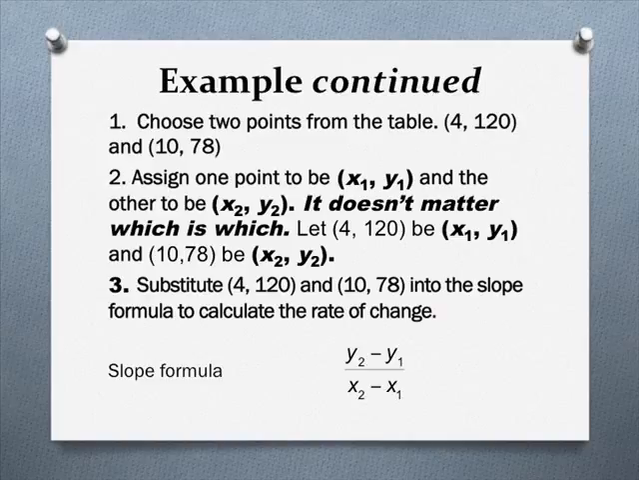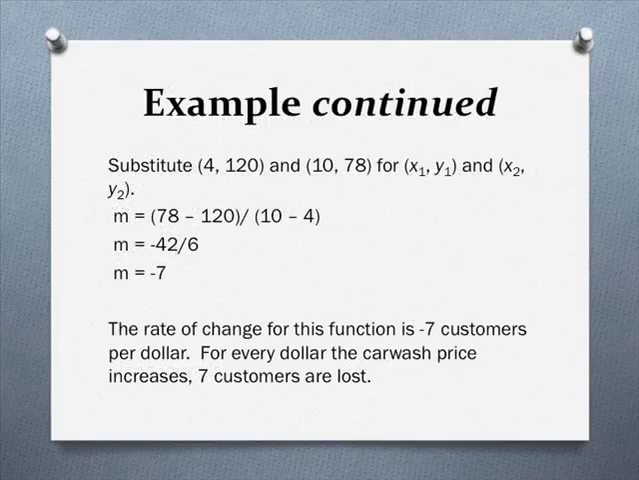And our slope formula is y2 minus y1 over x2 minus x1. So substituting it in, we have m equals 78 minus 120 over 10 minus 4. Then we have m equals negative 42 over 6. Therefore, our slope m equals negative 7. The rate of change for this function is negative 7 customers per dollar. Therefore, for every dollar the car wash price increases, 7 customers are lost.